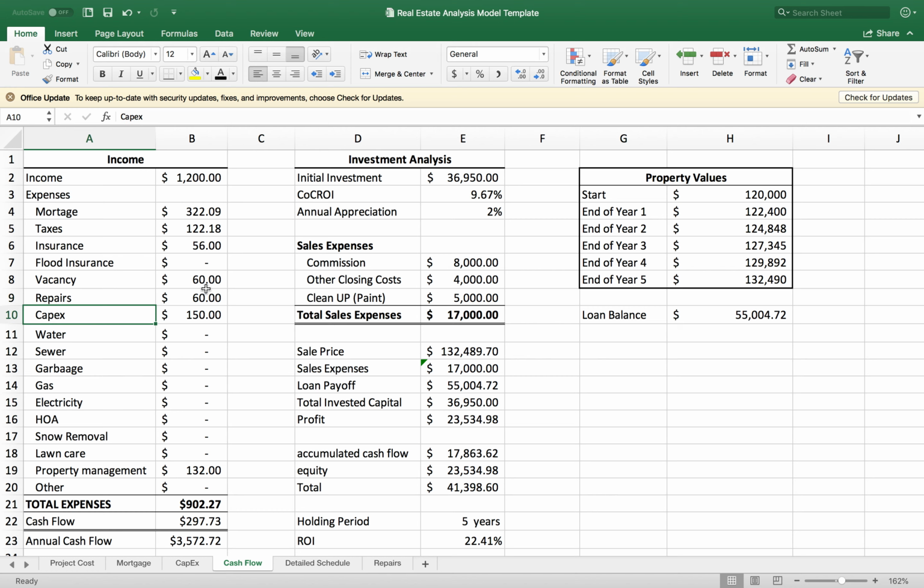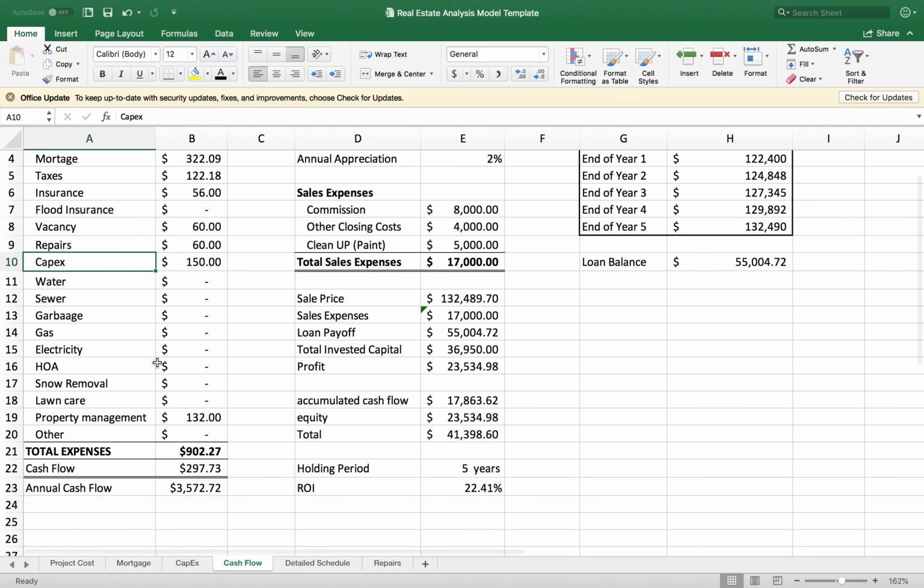It's important to budget for these three expenses, because even though you may not have a vacant building, you want to make sure that you're setting money aside for future vacancy. For example, you may have a fully occupied building this year, but next year your tenants may leave and now you have an empty building. So you want to make sure that you're saving up a certain amount of money each month to prepare for those situations. The same goes for repairs and capital expenditures. So we have $60 for vacancy, $60 for repairs, and $150 for capital expenditures.